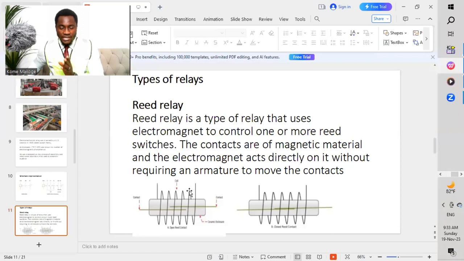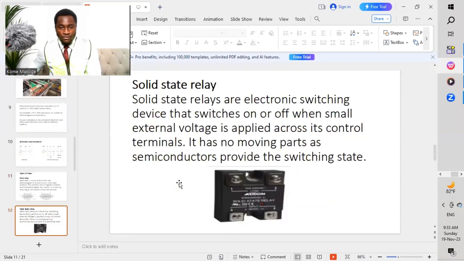Once the coil is energized, it moves the contact either from normally open to normally closed or from normally closed to normally open. We have solid state relays. Solid state relays are electronic switching devices that switch on or off when a small external voltage is applied across the control terminals. They have no moving parts, as semiconductors provide the switching states.